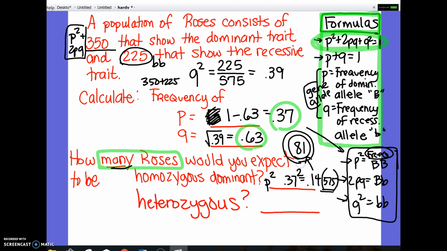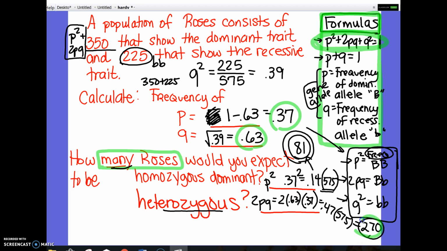And then finally, they want to know how many roses will be heterozygous. So remember, heterozygous is 2pq. That's the frequency of heterozygous. So that's 2 times 0.63 times 0.37, which gives us 0.47. And again, if they just asked for 2pq, that would be your answer. But they ask how many roses would be heterozygous. So you multiply that times the total number of roses in the population, and you get approximately 270. So those are your other two answers.